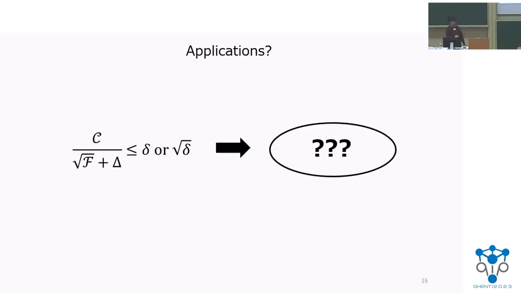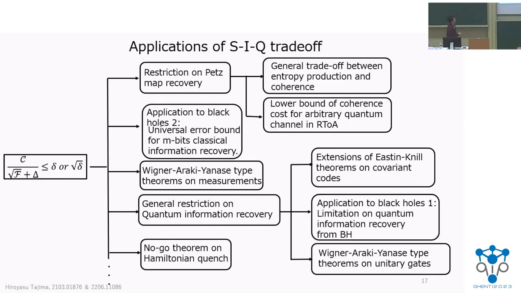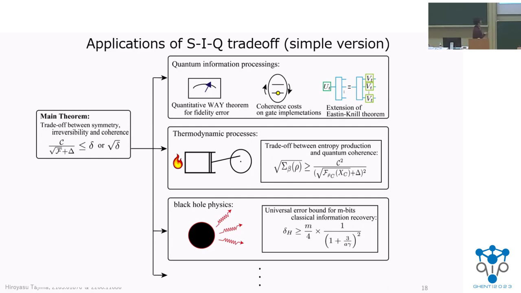Now we have obtained the main result. We found a universal trade-off relation between symmetry, irreversibility, and quantum coherence. But what is the trade-off good for? Fortunately, this trade-off relation is useful for various situations. Let's see the applications. This is the list of the applications, but this is a little bit complicated, so I simplify it. This is the simplified list of the applications. The first application is quantum information processing.